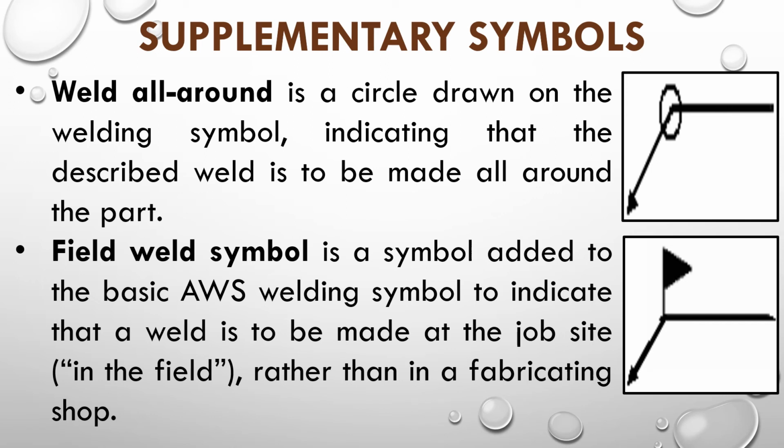Weld all around is a circle drawn on the welding symbol, indicating that the described weld is to be made all around the part. The field weld symbol is a symbol added to the basic AWS welding symbol to indicate that a weld is to be made at the job site in the field rather than in a fabricating shop.